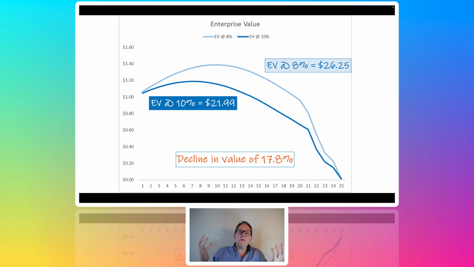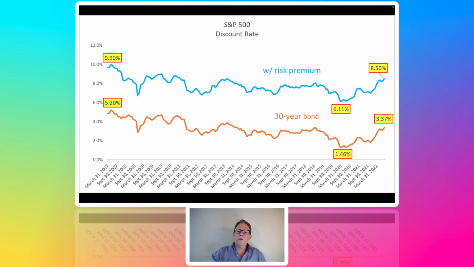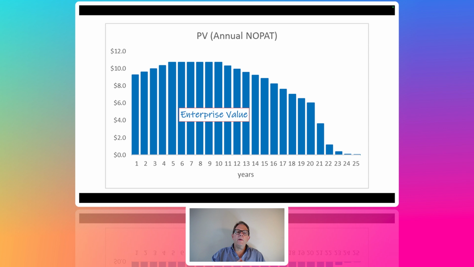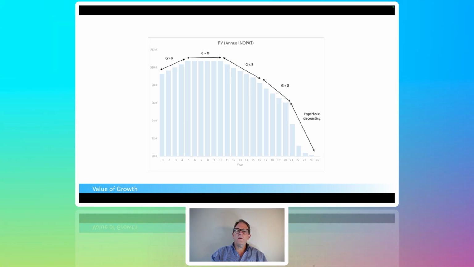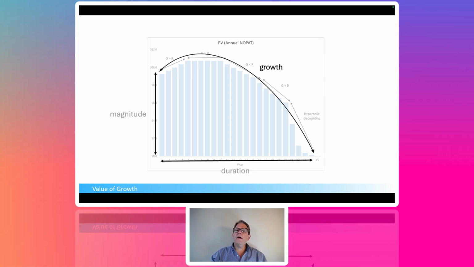So this maps to valuation in a cool way. All right, now let's have fun. We know this is the enterprise value, and there's your growth rate: growth greater than your discount rate, growth equal to your discount rate, less than your discount rate, growth less than zero, and then hyperbolic discounting. So guess what? There's your magnitude, there's your duration, and there's growth.